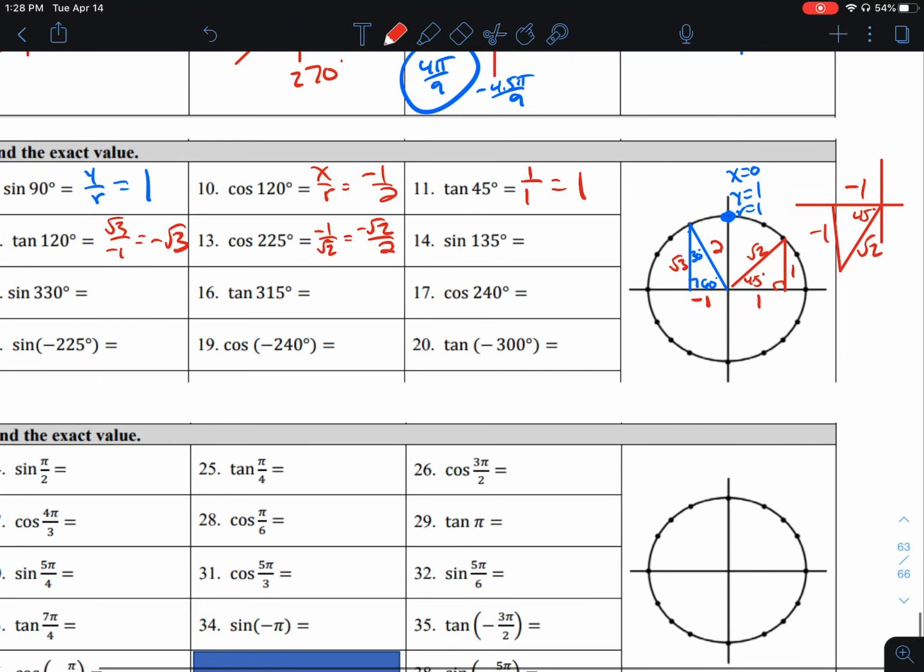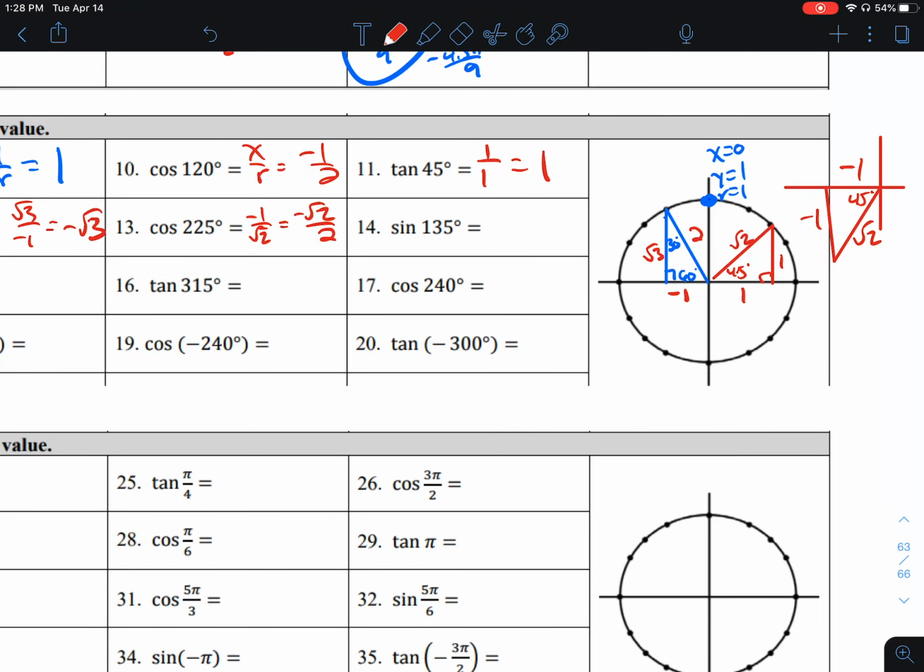Sine of 135, that's going to fall into quadrant 2. That gives us a reference angle of 45. X is negative 1, y is 1, r is square root of 2. Sine is y over r. If you rationalize this, you're going to get square root of 2 over 2.